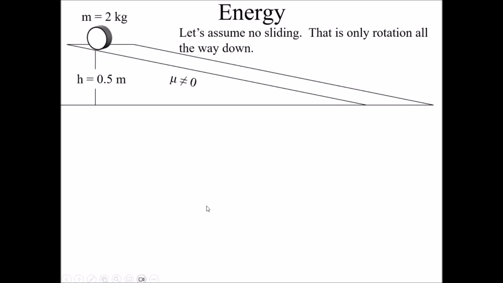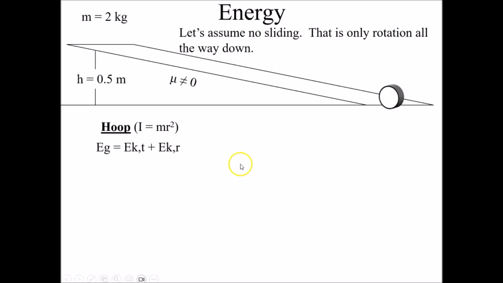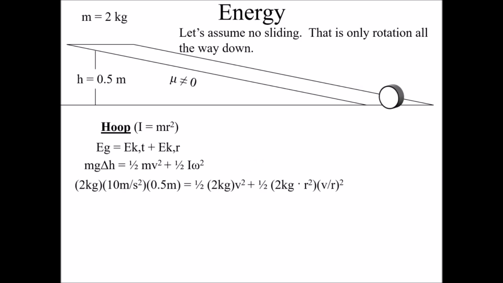So let's assume there's no sliding. That means it's only going to be rotation all the way down. So for a hoop, I is mr squared. So the gravitational energy at the top, at the bottom, it's going to be stored in two accounts, the translational kinetic energy account and the rotational kinetic energy account. So I have mgh equals 1/2 mv squared plus 1/2 I omega squared.